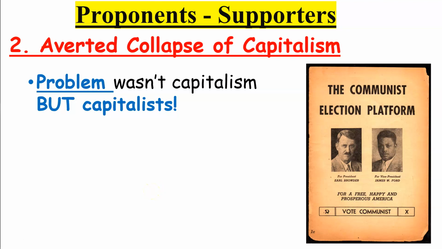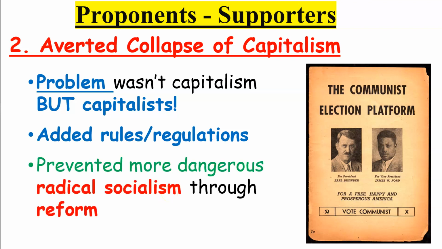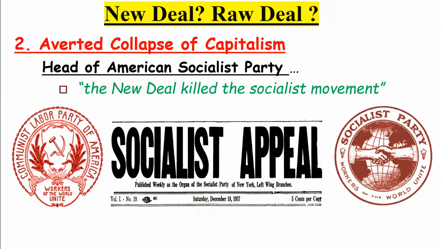It averted the collapse and prevented the collapse of capitalism. Proponents and supporters would argue that the problem wasn't capitalism, but the capitalists. It's the humans operating within it, and the humans within it needed rules and regulations to balance things out for other people. And so in this way, the more radical communist, radical socialist agenda and voices were kind of drowned out and didn't have the following as much, because there were some reforms and checks on the powers that be and the inequities in the system. The American Socialist Party had said the New Deal killed the socialist movement, right? Took the thunder away from them and those particular parties.